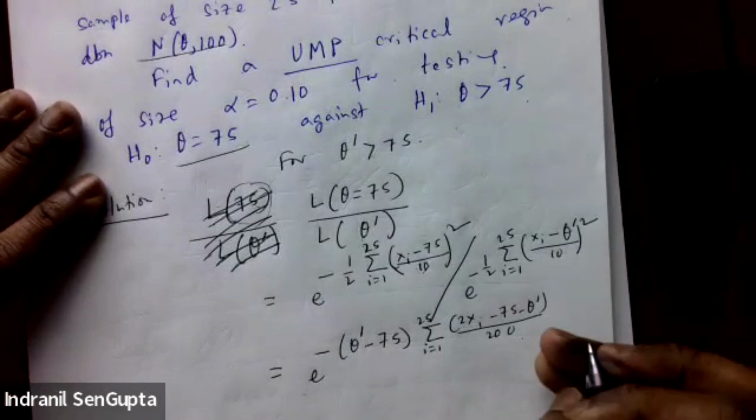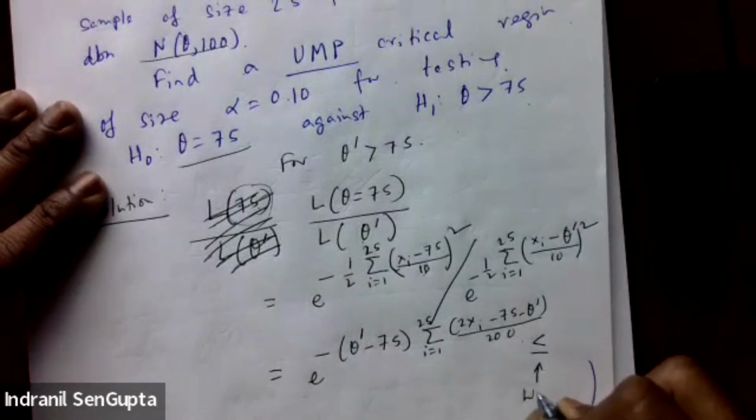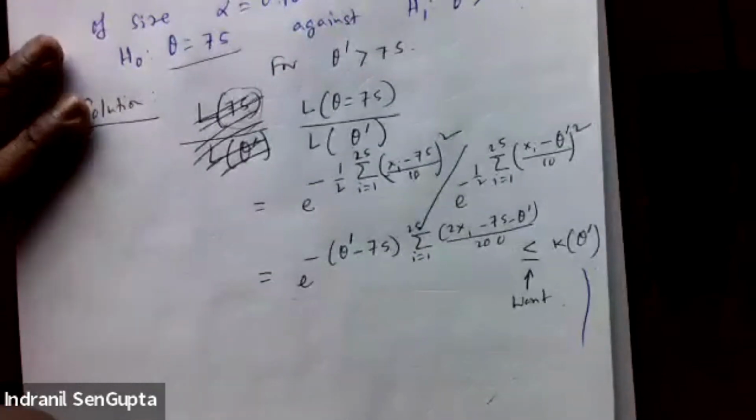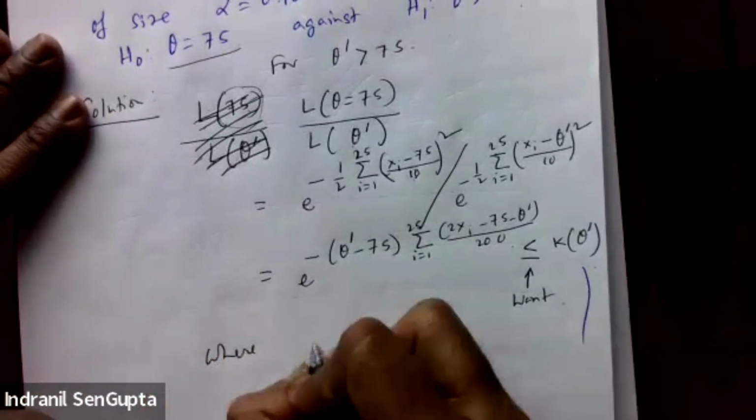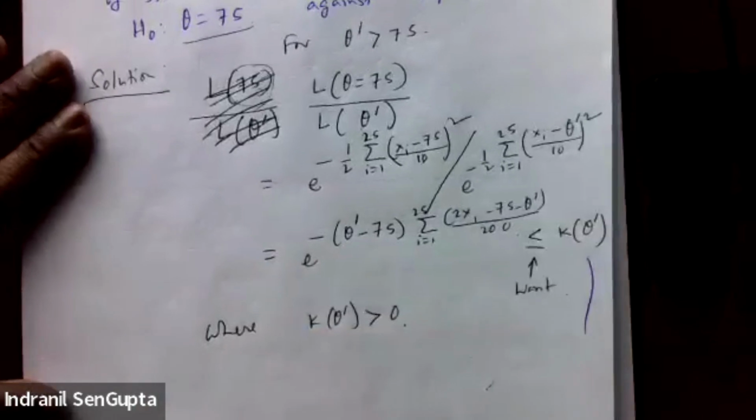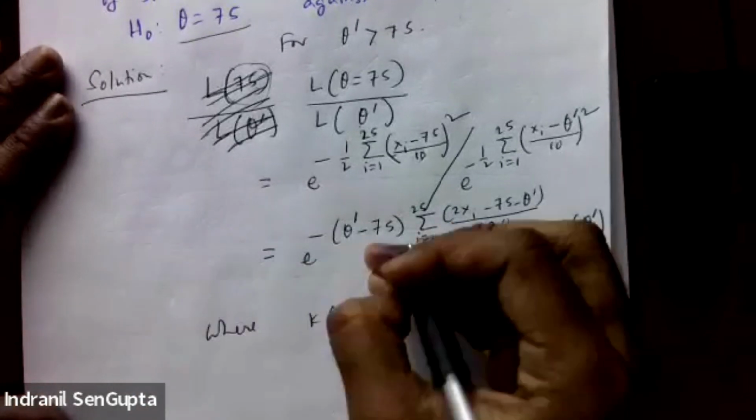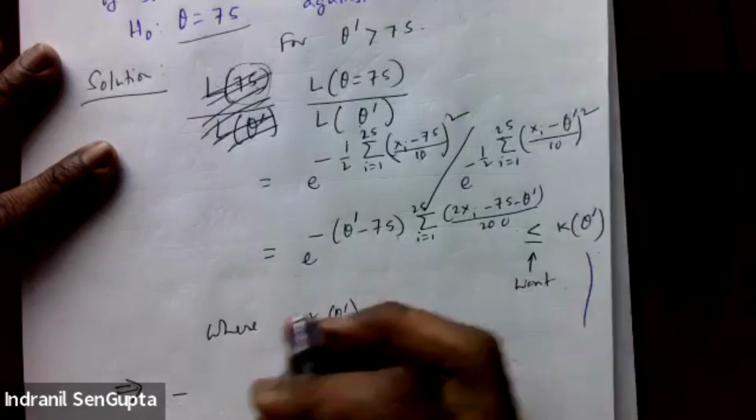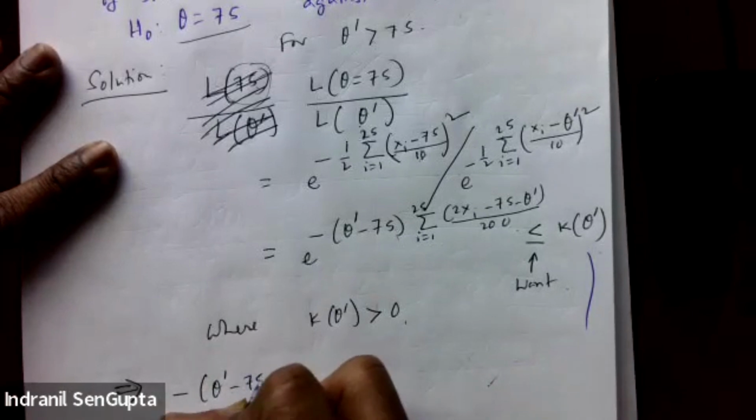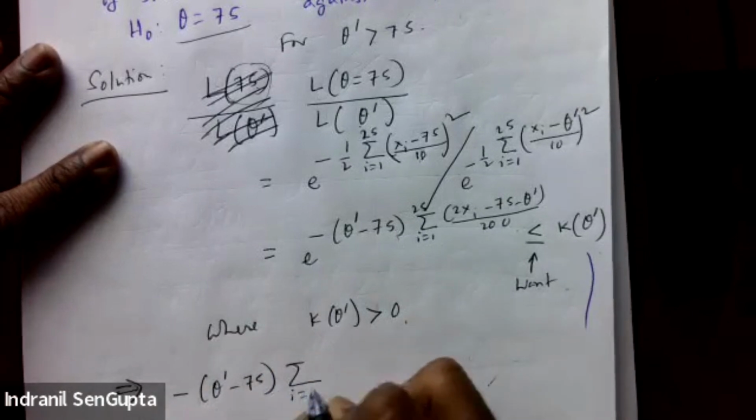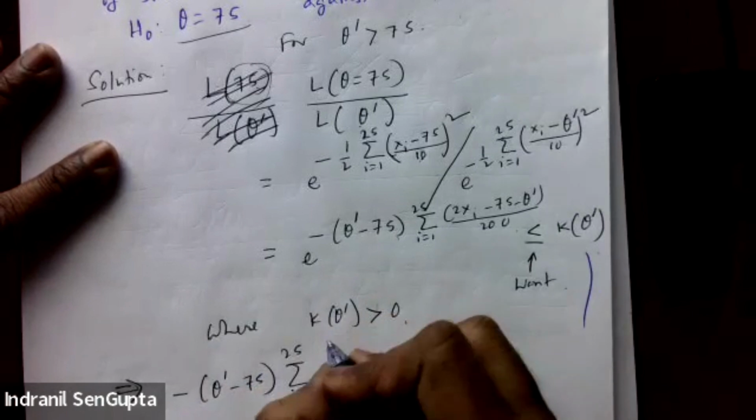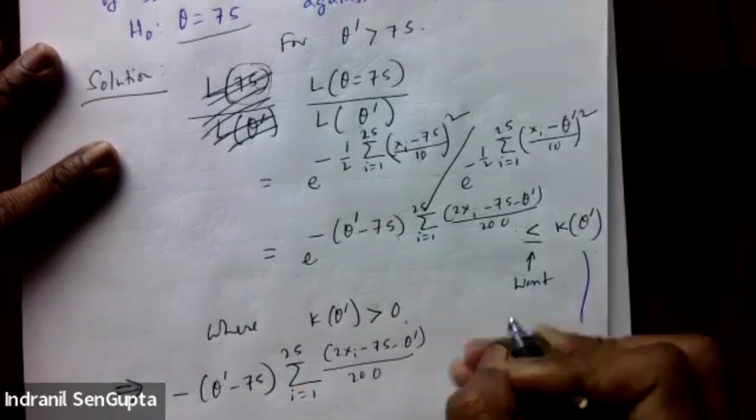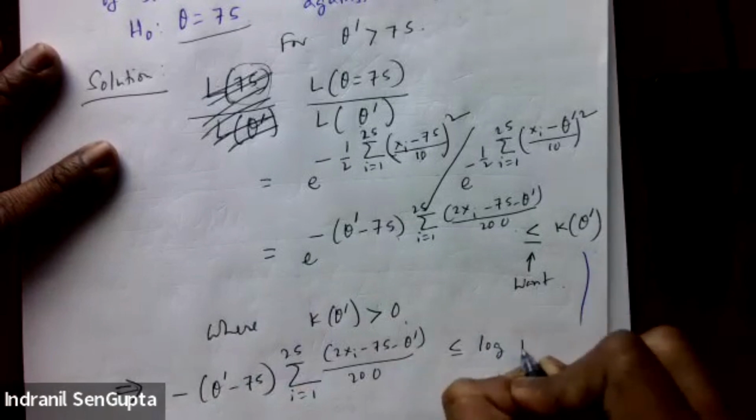You can simplify this. What we want is for this to be less than some k of theta prime, where k of theta prime is bigger than 0. Right. Let's simplify this. So we have minus theta prime minus 75. I take the logarithm. Summation i from 1 to 25 of 2xi minus 75 minus theta prime over 200 is less than log of k theta prime.